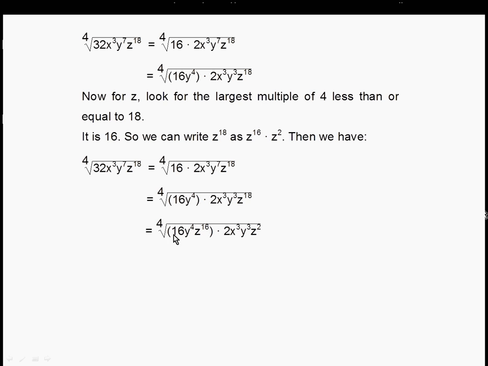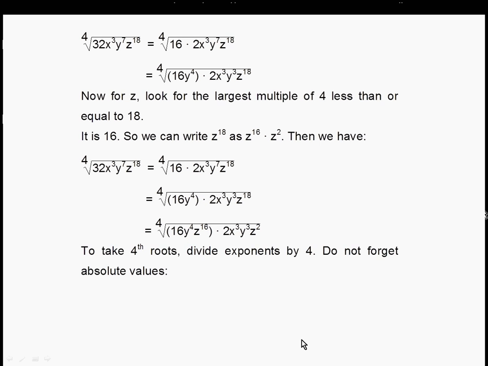Now when you do the 4th root of 16, it's 2. Don't put the 2 in absolute values. You know the absolute value of 2 is 2. Now for the variables, divide the exponents by 4. I'll have y z to the 4th, and those will need the absolute values. So take 4th roots, divide exponents by 4, and don't forget absolute values.